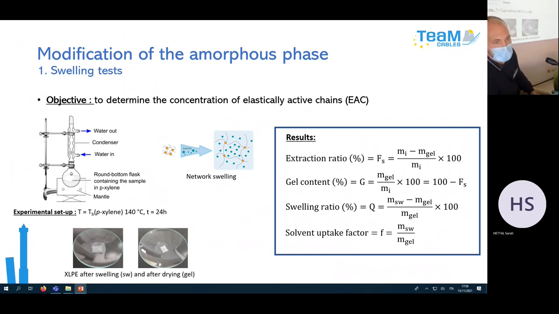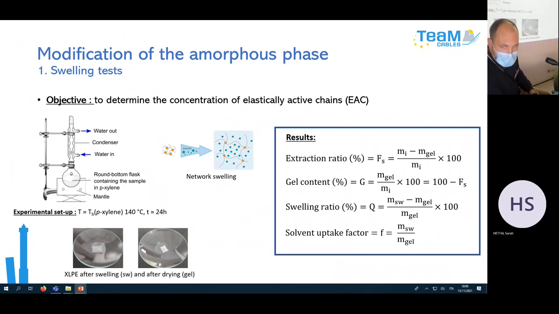The first experiment I want to show you is the swelling test, which is performed in order to characterize the network inside the material. The swelling test is a typical experiment: when you put a thermoplastic inside a good solvent, it will dissolve like sugar in water. But if your sample is a network, if it is an elastomer, it won't dissolve into the solvent. It will just form a gel. The molecules of the solvent will swell the sample, and the solvent uptake inside the sample will give information about the macromolecular network.